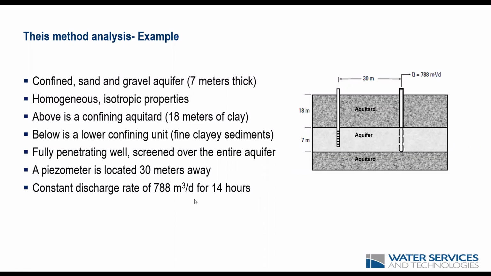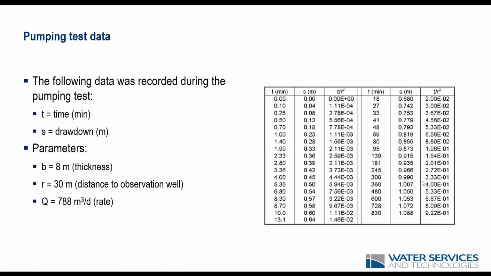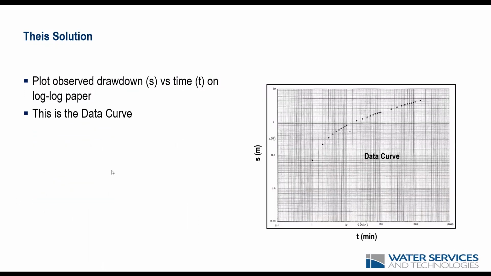And the piezometer is 30 meters away, and we have a constant discharge rate of 788 cubic meters a day for 14 hours. So this is the data that was recorded during the test. We have drawdown over time, and here we have already calculated the relation between time and distance squared from the testing results. Using the time and drawdown readings, and the aquifer parameters, thickness, distance between wells, and pumping rate, we use those values combined with the well function to obtain our results.